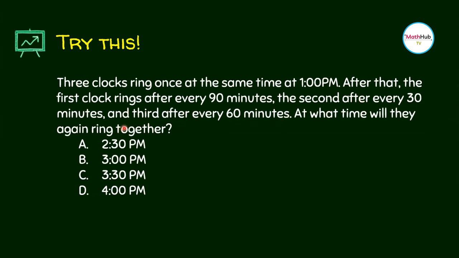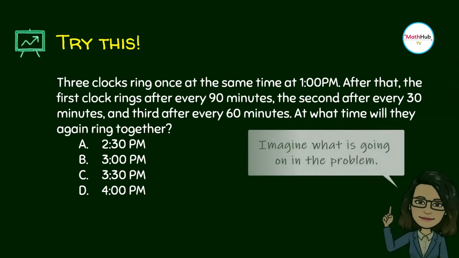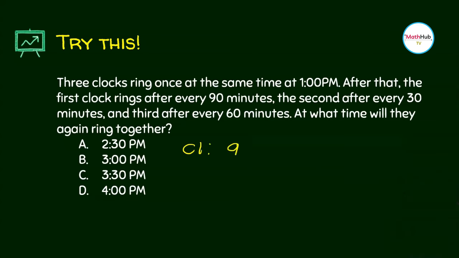At what time will they again ring together? It's very important that you imagine what's going on. So let's look at the first clock, clock 1. It rings after 90 minutes, and then after another 90 minutes, so that means 180 minutes has elapsed, right? And so on. 360, and so on.